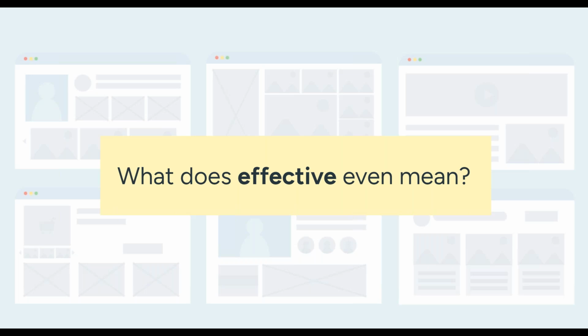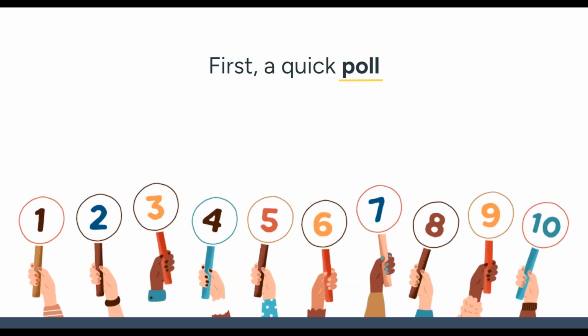So that is our definition of effectiveness. It's a website that does what we want it to do. So it should tell your story, build relationships, and get people taking meaningful action.